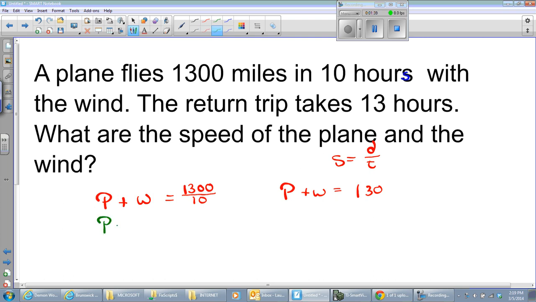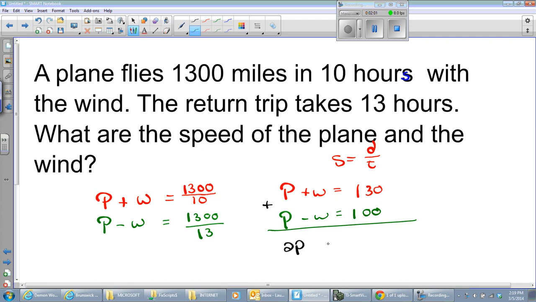Now, the return trip, the wind is hindering me. So I'll have 1,300, and it's taking 13 hours. And so that equation simplifies to P minus W equals 100. So now I can solve by elimination, add together, I get 2P, the W's cancel, and I get 230.